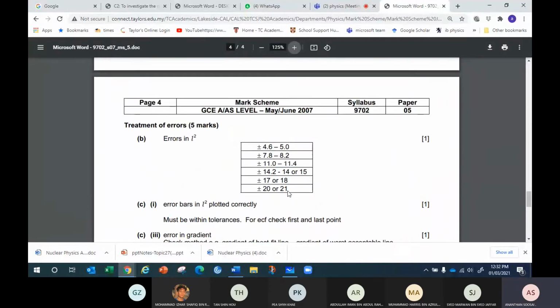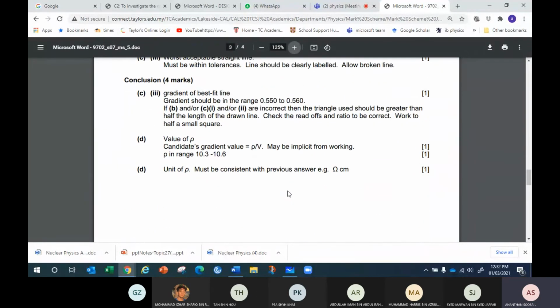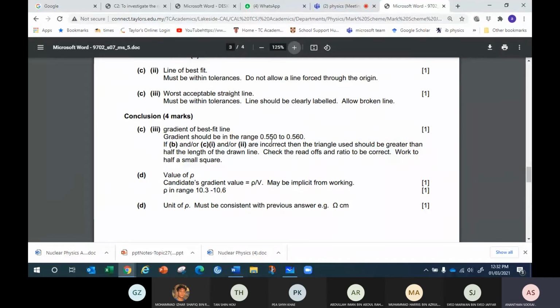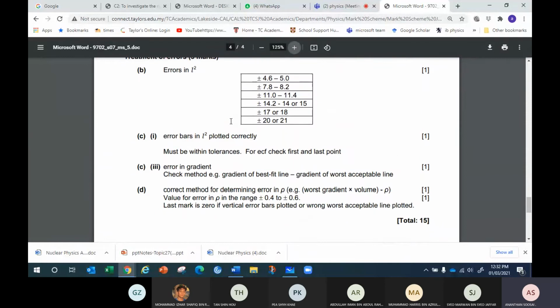Okay, any part you don't understand here? So this is what is accepted. Final answer: the gradient must be 0.55 to 0.56. Your density must be 10.3 to 10.6. Take down, your uncertainty for rho is 0.4 to 0.6. Okay, any part you don't understand?